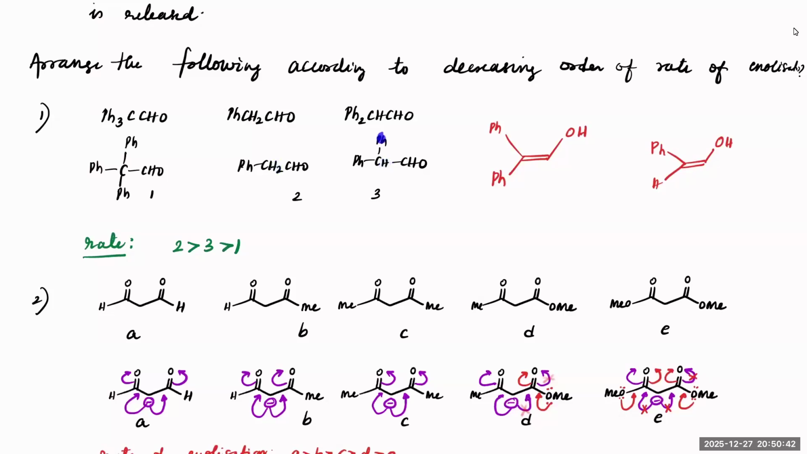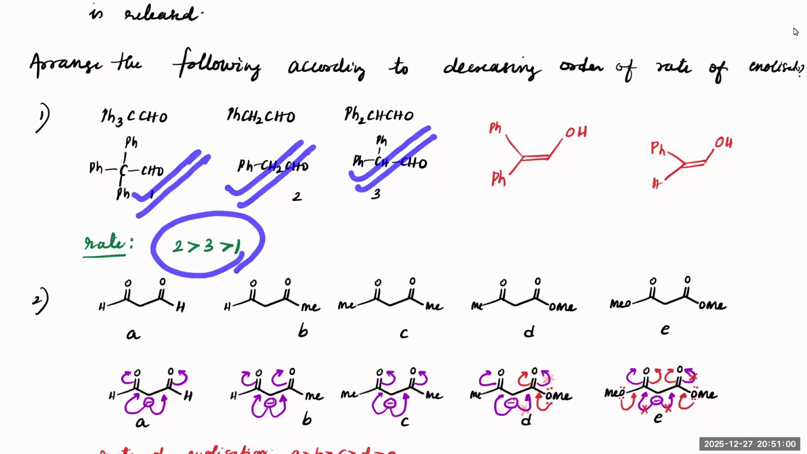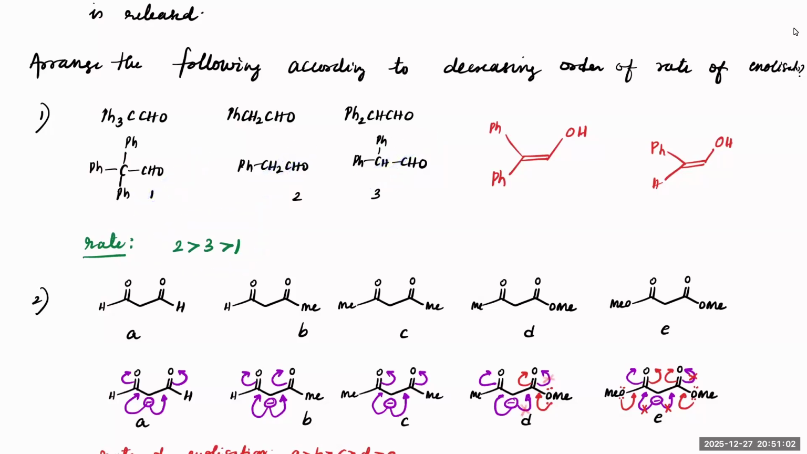You can see here it would have more resonance because this enol will offer resonance from this phenyl group as well as from this phenyl group. While in this enol you have only one phenyl, which means this will give you better enolization compared to that of 2, compared to that of 1. So 2 is greater than 3 is greater than 1. This is the order you need to learn.